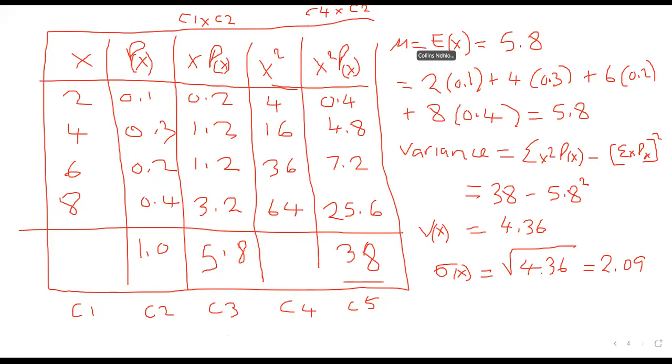Then how did we get the standard deviation? We square root the variance. After getting the variance, after the square root, we now call it the standard deviation.